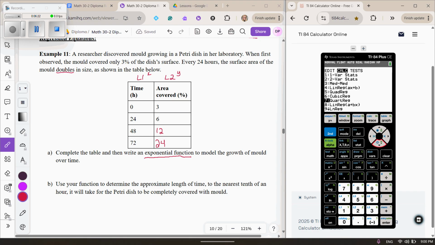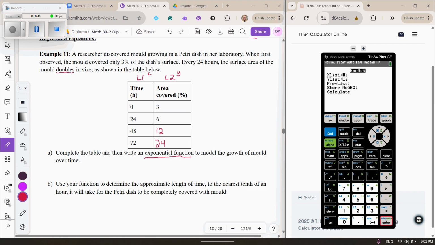Then if you go down to number 9 is LN regression. This is the one that you're going to use if it's a logarithmic regression. Here's my exponential. This is the one I'm going to do. The other one that we also did was a sine regression. So make sure you're familiar with all of those and kind of the general shape that they will take. So I'm going to choose exponential regression.